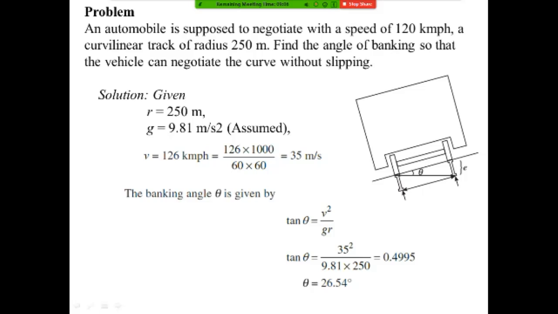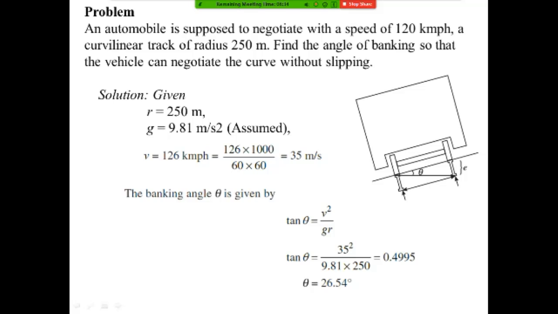In this problem, what is given? The velocity of the vehicle is given, 120 kilometers per hour. This I converted into meters per second. Next, the radius of the curve is given. Curve radius, that is 250 meters. Then acceleration due to gravity, we know, is 9.81 meters per second squared.